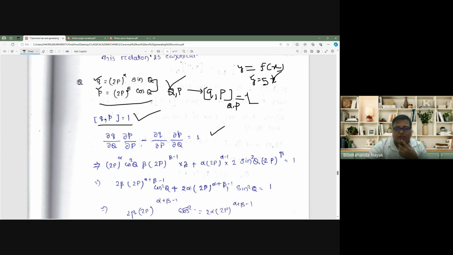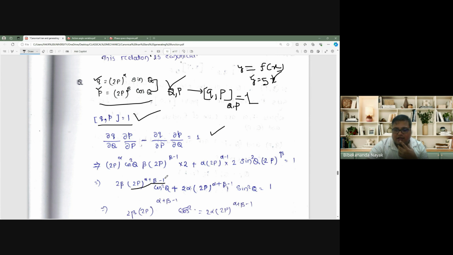Okay. It will be beta 2P to the power beta minus 1 into 2P derivative. Similarly for this derivative, alpha 2P to the power alpha minus 1 into 2 and sin Q. I take the derivative with Q, 2P to the power beta, minus sin Q. So sin square, and minus minus plus. So if you take common 2P to the power alpha minus 1, beta minus 1, that means it will be 2P to the power alpha plus beta minus 1.